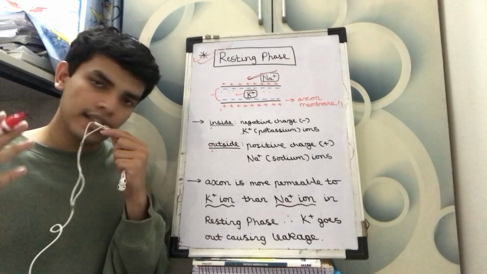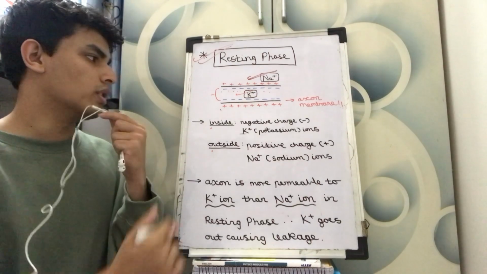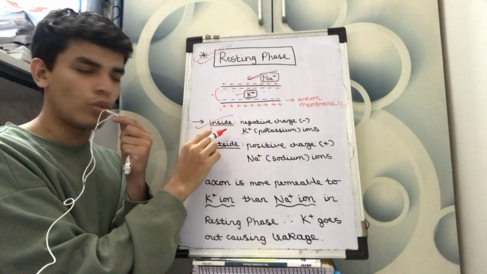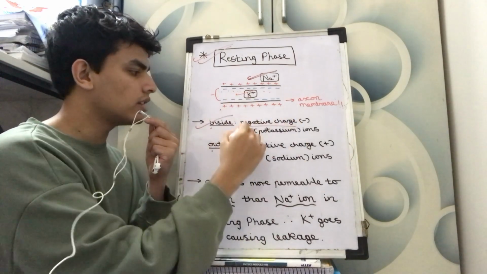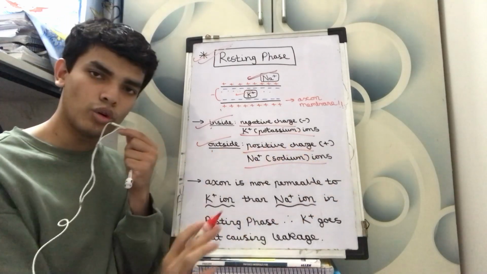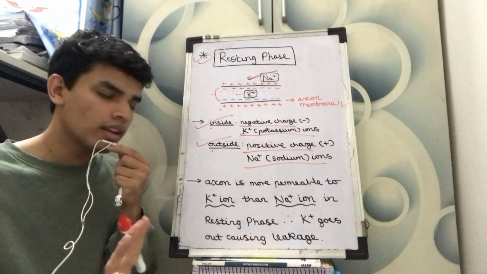Repeat it as I say it, repeat it with me so that you remember it or you can recall it afterwards. I've written it here as well. Okay, so inside there are negative charges and potassium ions, outside there are positive charges and sodium ions. All this is based on the resting phase.